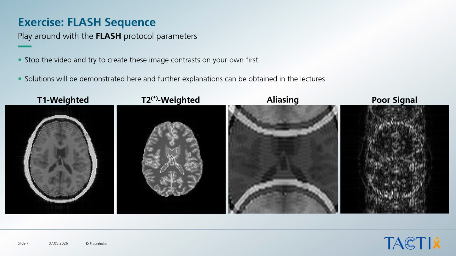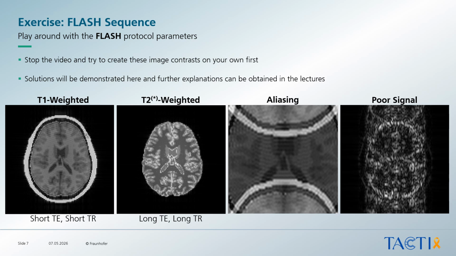If you want to create a T1 weighted image, you need to select a short echo time, TE, and a short repetition time, TR. For the T2 star weighted contrast, you need to select a long echo time, TE, and a long repetition time, TR.